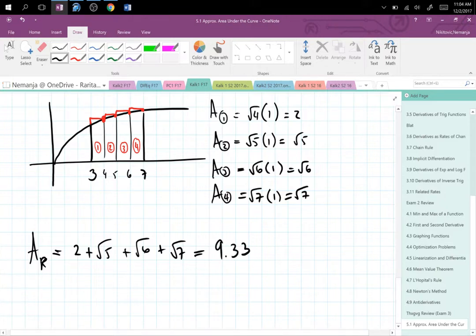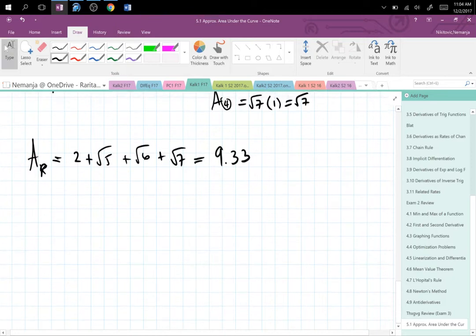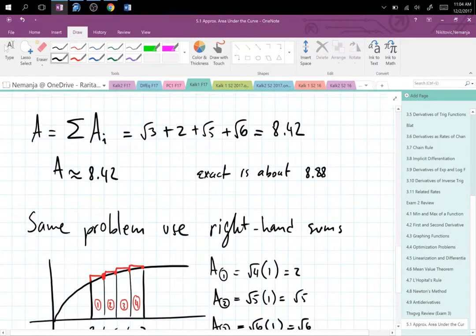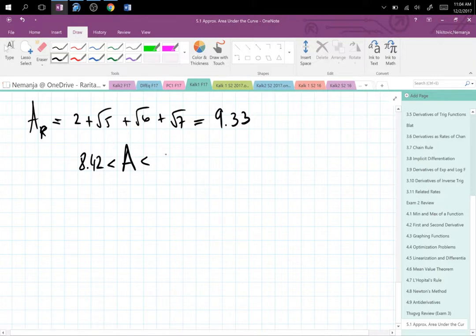So now the right sum is that, and this means that the exact area must be in between 8.42 and 9.33. Now I already told you that it is about 8.88, which is what we actually needed. So this is not exact. It's called approximation. The question is, can we do better?